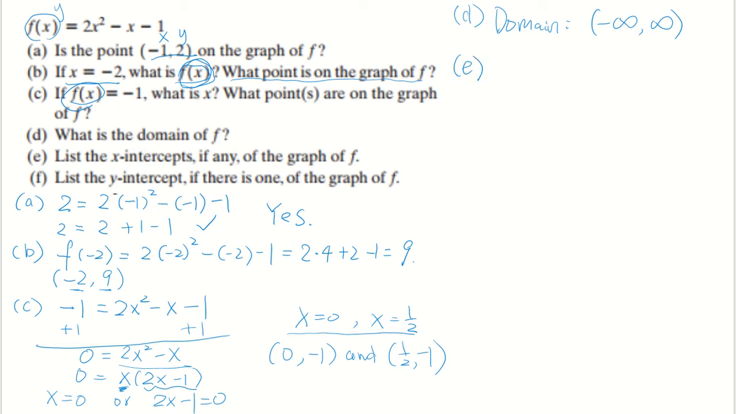Right, E. List the x-intercepts of the graph of f. We know to find the x-intercept, we want to make y equal to 0. So make y, or in this case f of x, equal to 0. You will have 0 equals 2x squared minus x minus 1. This is a quadratic equation with one side equal to 0 already, and I will just factor the other side.